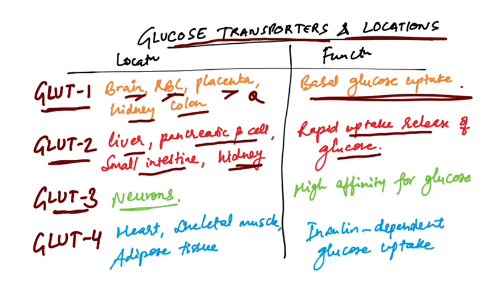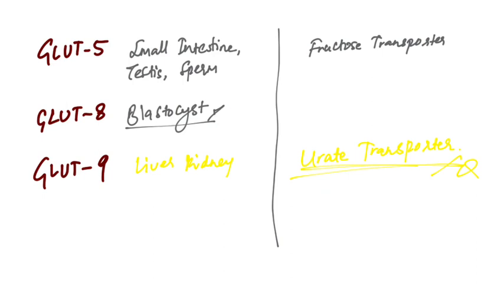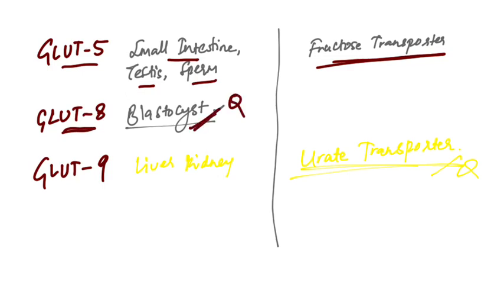Now GLUT3 is specifically present on neurons and has high affinity for glucose. Now GLUT4 is present in heart and skeletal muscle and adipose tissue, and its function is insulin dependent glucose uptake. GLUT5: small intestine, testes and sperms, and its function is fructose transport. GLUT8 is present on blastocytes, and this is very much asked.